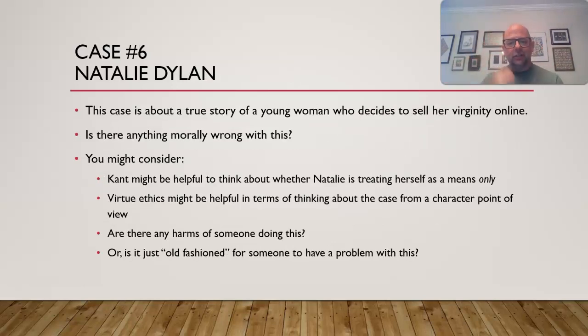Case 6 is about Natalie Dillon. It's a true story about a young woman who decides to sell her virginity online. And really, this question is really simple. If somebody has a big problem with this, are they just being sort of old-fashioned or prudish? Or are there real moral problems with this?